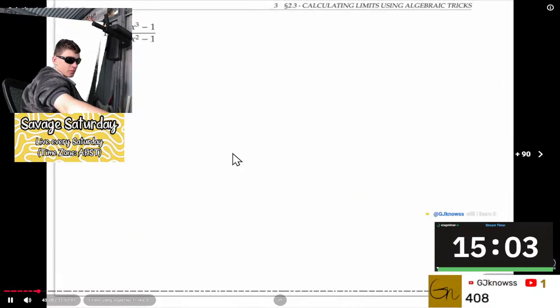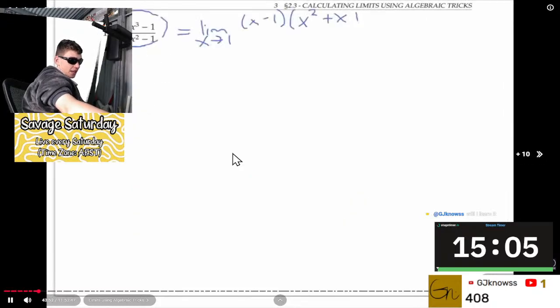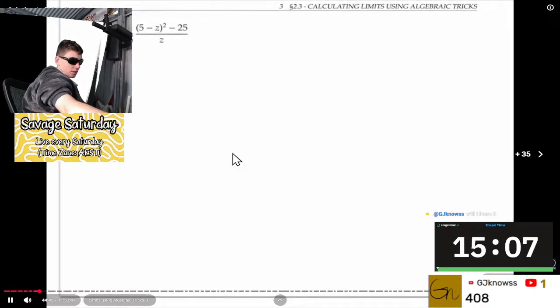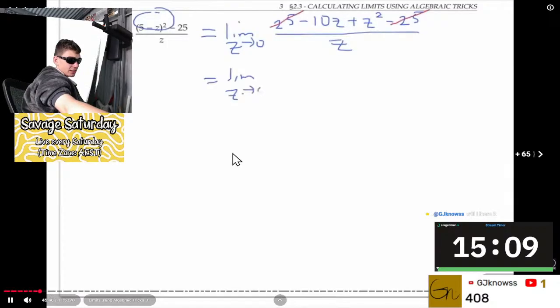The limit of x cubed minus 1 over x squared minus 5. Next, let's look at the limit as x goes to 1, where the numerator and denominator both go to 0.